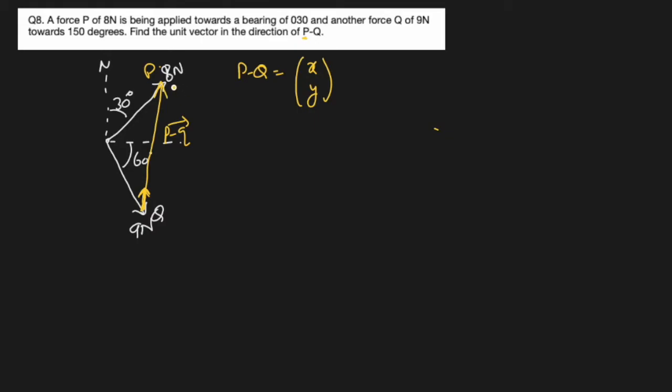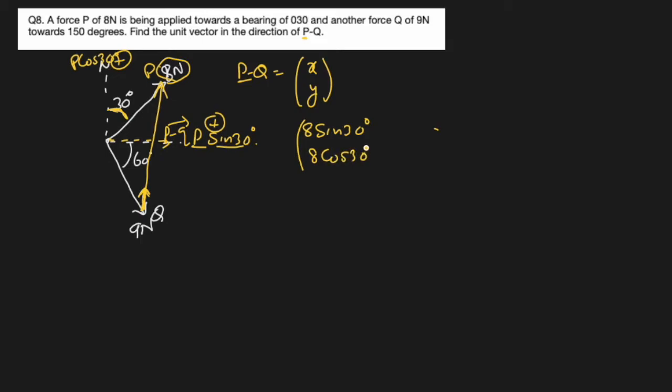What is the x component of P? Just like the previous question, because the angle is on the other side, this side will be P cos 30 degrees, and this will be P sin 30 degrees. So the x component is P sin 30. The value of P is given as 8 Newtons, so 8 sin 30 degrees. And y is upwards. Let's take this direction as positive and that direction as positive. So it will be 8 cos 30 as the y component.